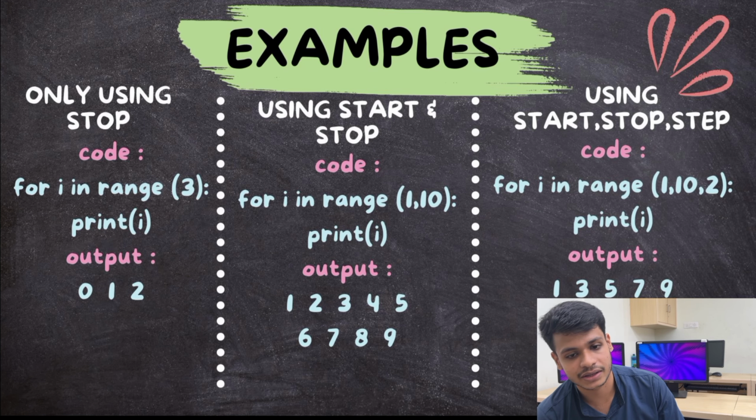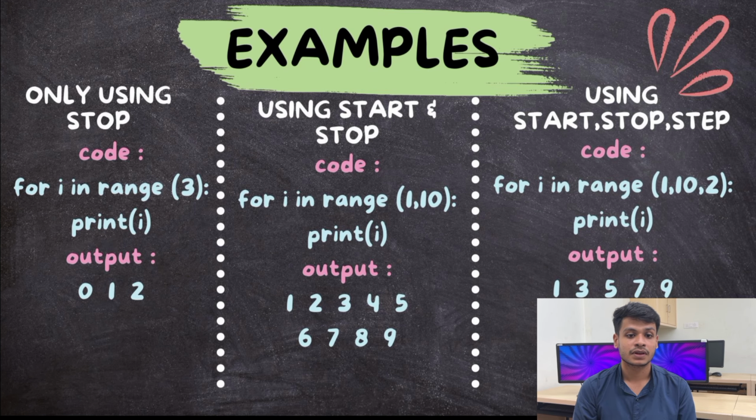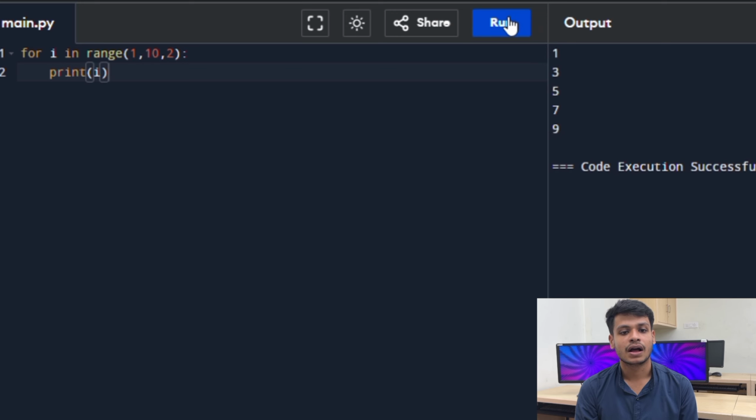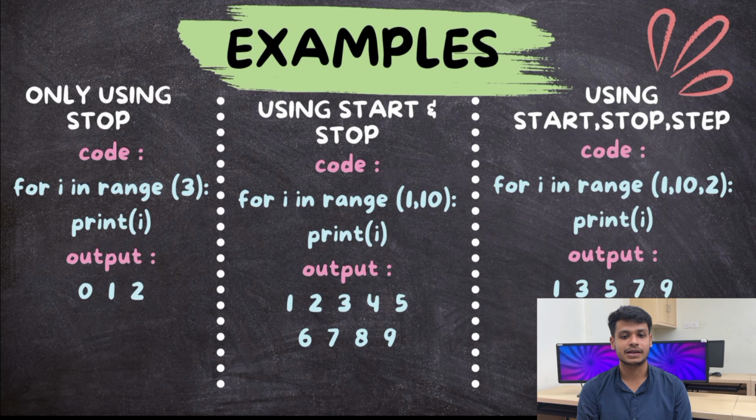Let us dive into another example, it will be more clear. So the code is for i in range(1, 10, 2). Here 1 is the starting number, 10 is the ending number which is not included, and 2 is the difference between the two numbers. As the difference between the numbers is 2, the output we get will be 1, 3, 5, 7 and 9. I hope everyone understood the concept of range loops.